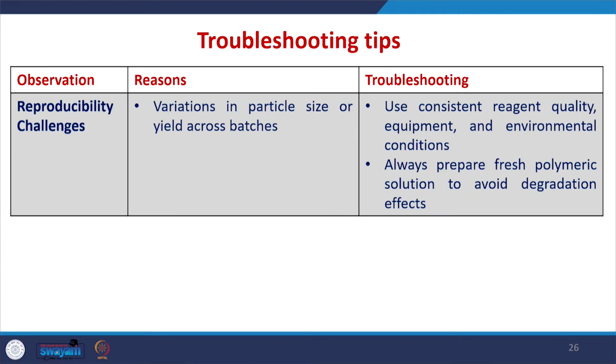And if you are facing reproducibility challenges, that means variation in the particle size or yield across the batches, you can use consistent reagent quality, equipment and environmental condition. Always prepare fresh polymeric solution to avoid degradation effects. Hope you got the overall idea about how to synthesize BSA nanoparticles and also how to characterize the BSA nanoparticles. Let us go to the lab and learn this technique more in detail.